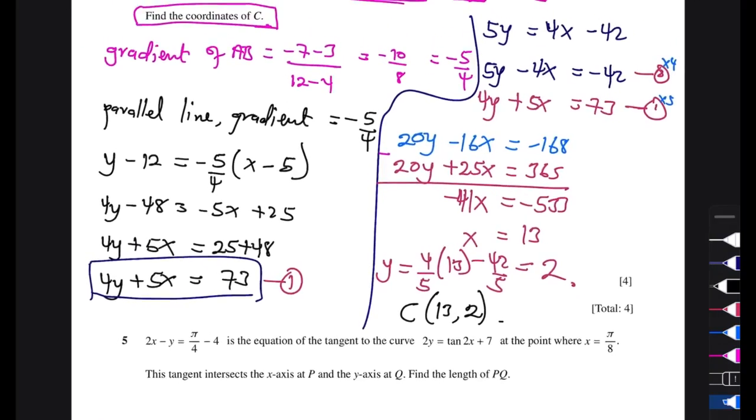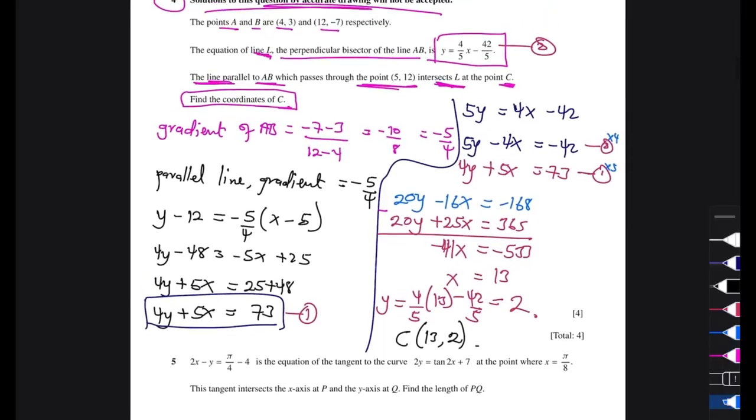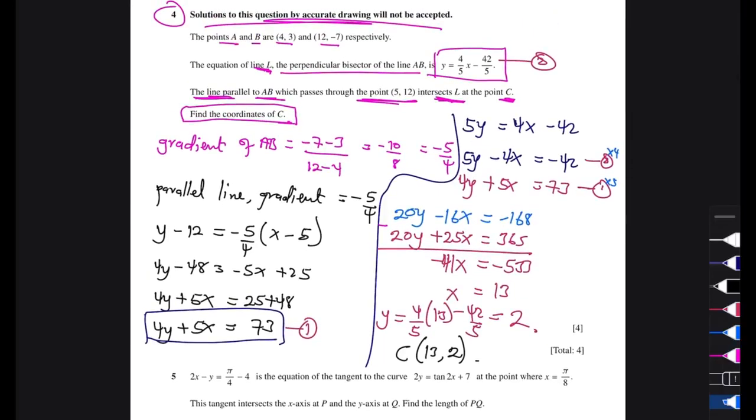All right, so let me zoom out a little bit for you to see how the whole thing is supposed to go. Since it's a parallel line, you first need to find the gradient of line AB. Use that gradient and then use a point that it goes through to form an equation of a line. Now, since that line that we have just found intersects the line that was given, you have to solve the two simultaneously, and the values of x and y are the coordinates of their point of intersection.